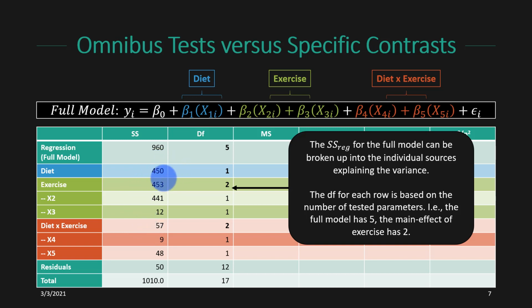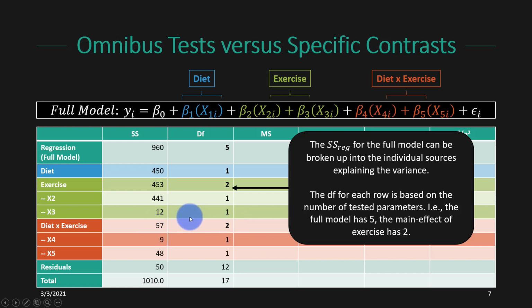For the effects of exercise and the interaction, we can even take that a step further, because remember, exercise is actually made up of 2 contrast-coded variables. So if we just want to talk about the main effect of exercise, that's an omnibus test of both predictors at once. So we'd have 2 tested predictors here. But if we wanted to drill down a little further and say, well, is it the linear contrast or the quadratic contrast that's doing most of the work? We would have to then do tests of these individual contrasts to see which one is statistically significant.